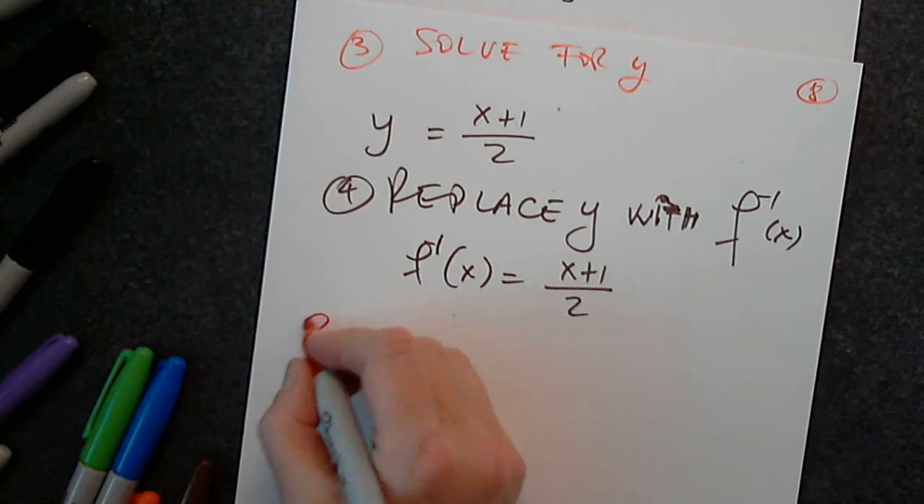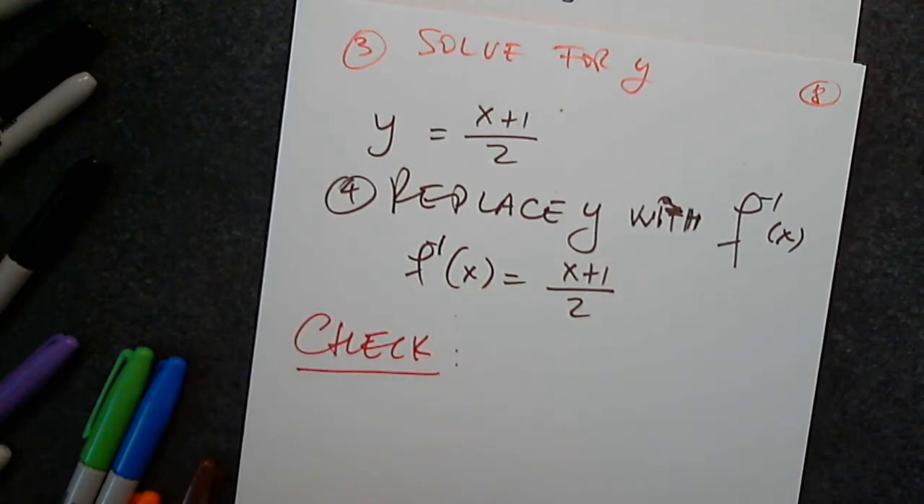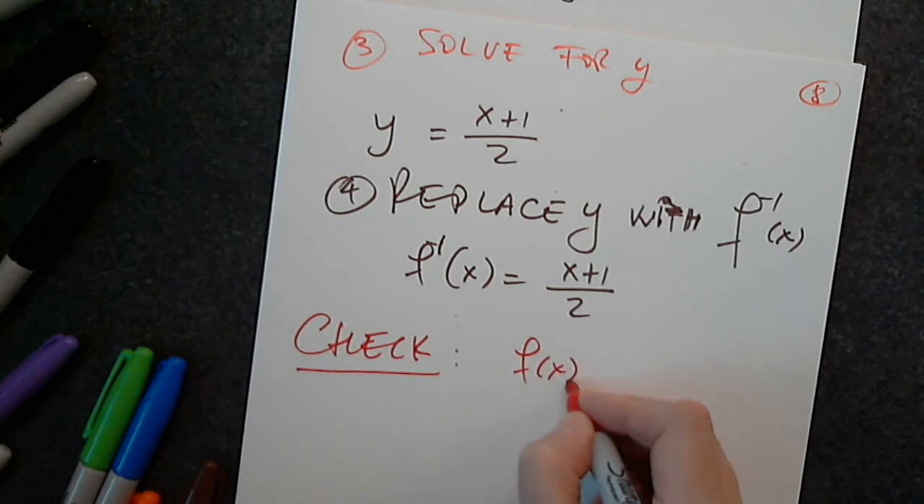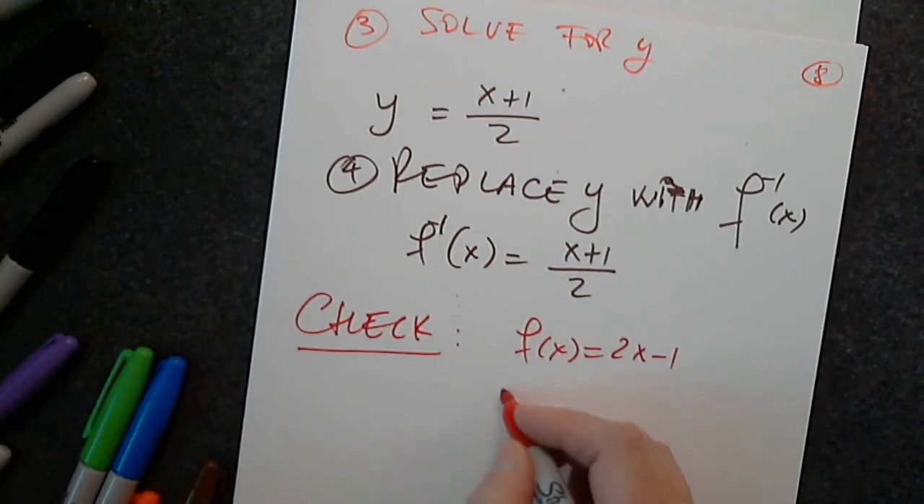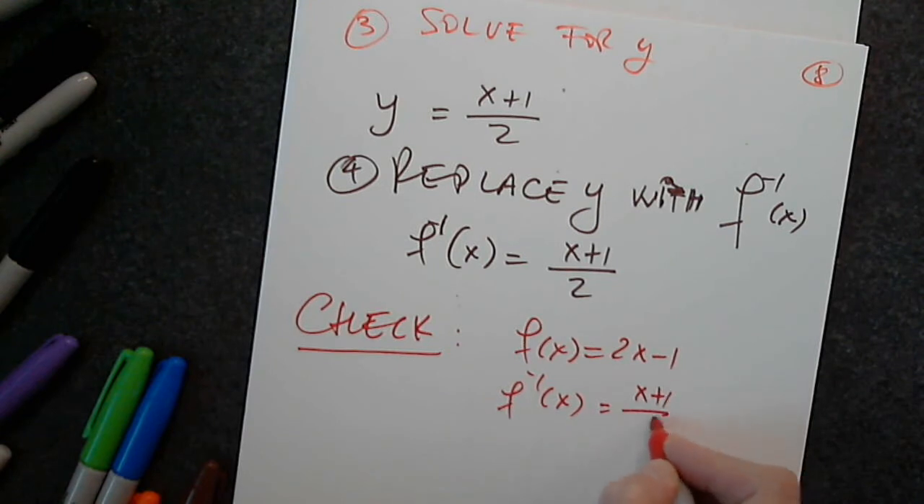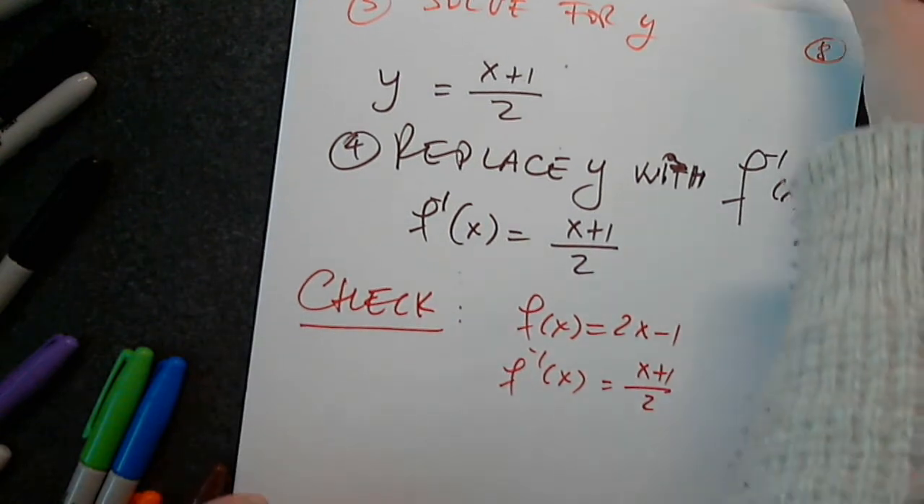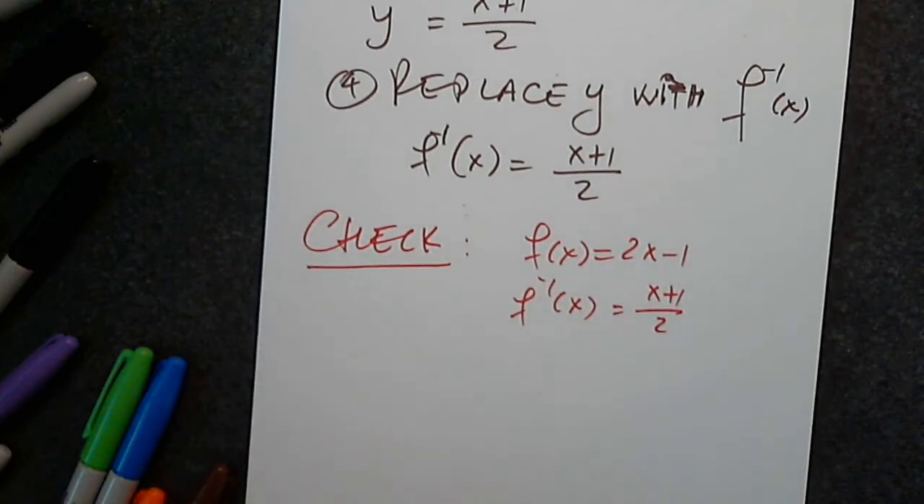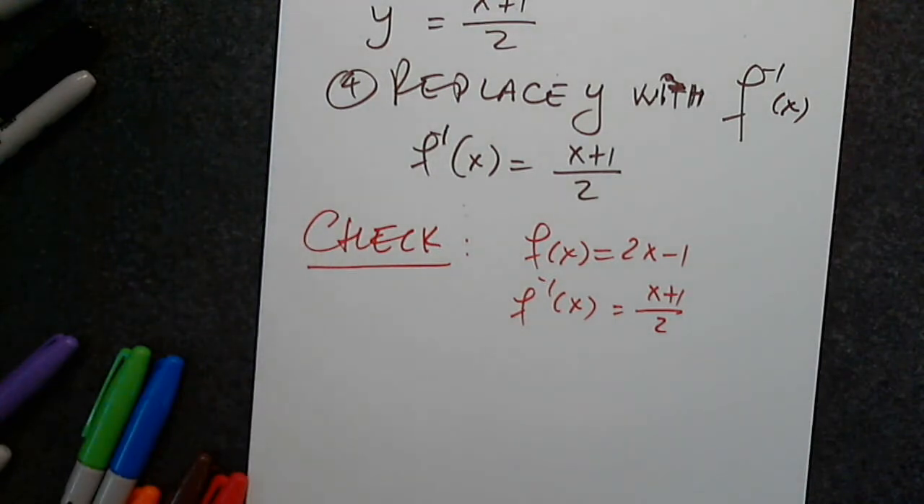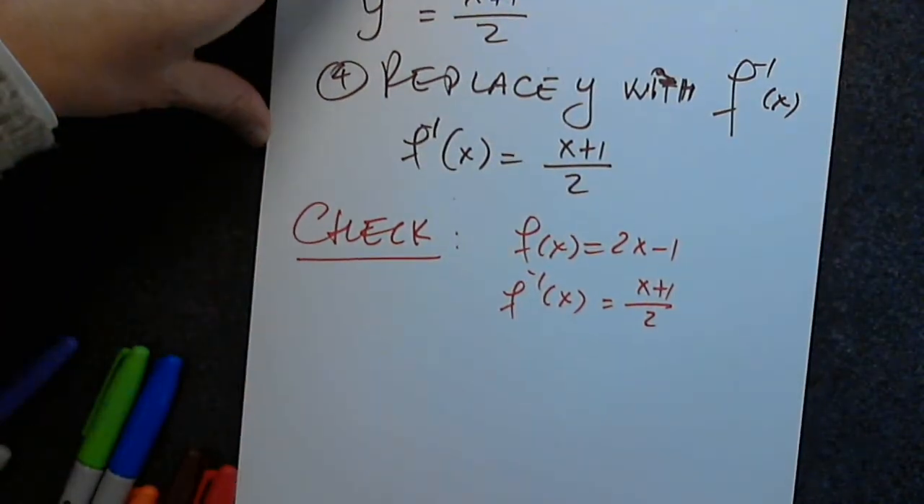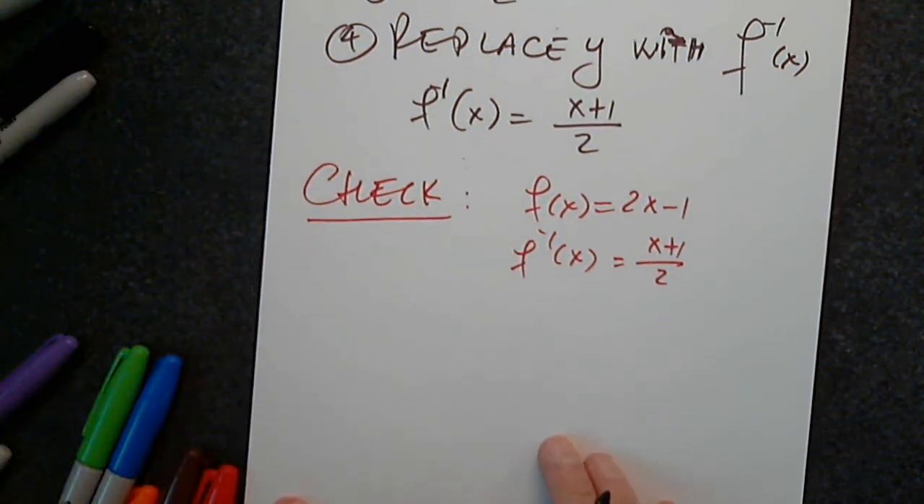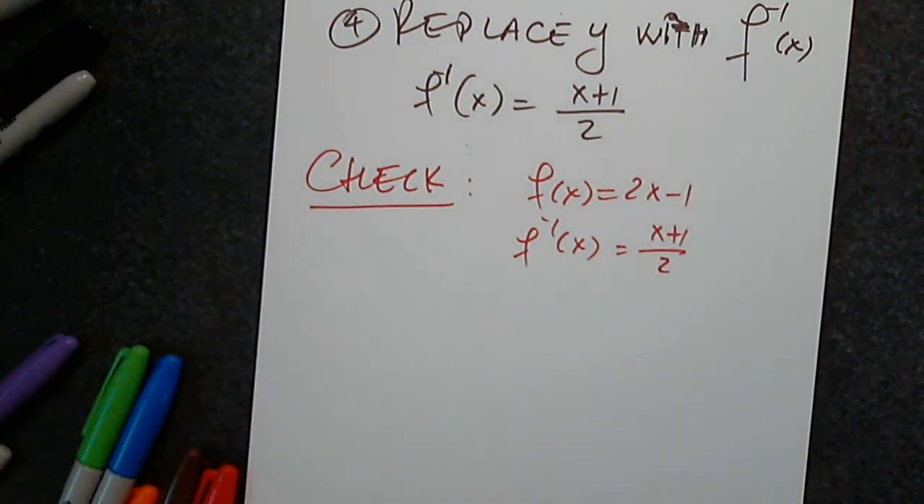I want to check. Here's what I claim. I claim that f of x, which was 2x minus 1, and f inverse, which is x plus 1 over 2, are inverses of each other. And you say, I don't trust this, show me. Let's say I'm forced to show you. What would I have to determine in order to show you that these are two inverses? You're talking about the function composition. This is the only way we determine whether two functions are inverses of each other.